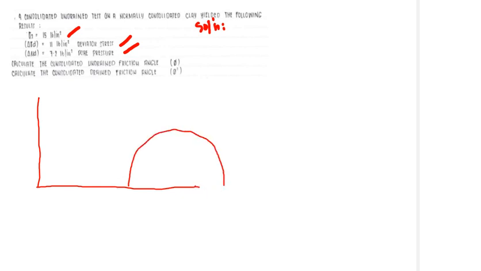So for the solution of this problem, let's first identify our given. The confining pressure, we have the deviator stress and we also have the pore pressure. So our test is consolidated drained, and what we are looking for is undrained and drained. So our Mohr's circle here, we have a soil sample that is drained and a soil sample that is undrained. The first soil sample is the undrained. Let's say that is our Mohr's circle.